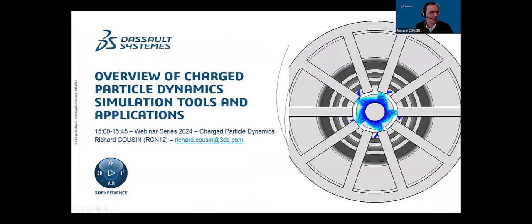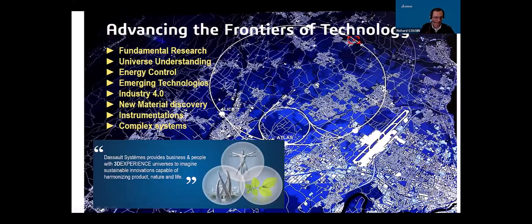Let's have a look now at another view of the charged particle dynamics simulation tools related to the different applications that we can also cover in our portfolio. The charged particle dynamics applications are really at the heart of the development of new technologies. And you see here, for instance, the CERN particle accelerators that you have in between France and Switzerland. You can also nicely see here the Geneva airport. And then here you have already quite a lot of physics which is involved with this kind of big instruments.